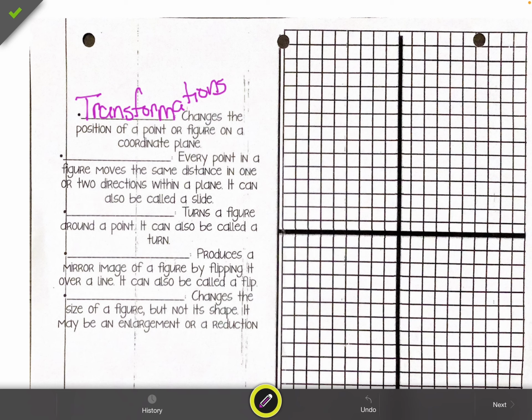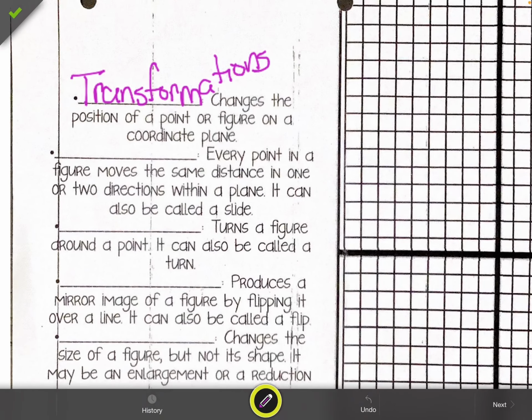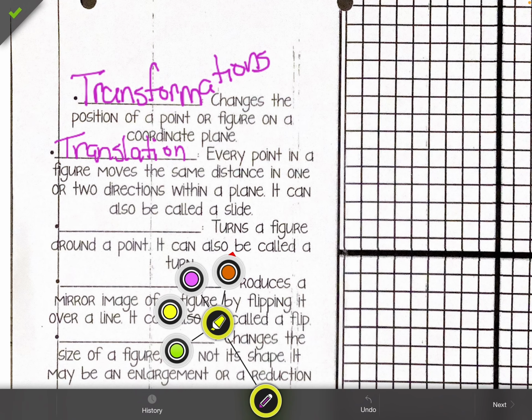Now, there are 4 very specific transformations that we're going to look at. The first one is something that we call a translation. A translation happens when a figure moves the same distance in 1 or 2 directions within a plane. Your key word, or the word you want to remember for translation, is slide. Okay. If a figure is translated, it's going to slide somewhere else on your coordinate plane.